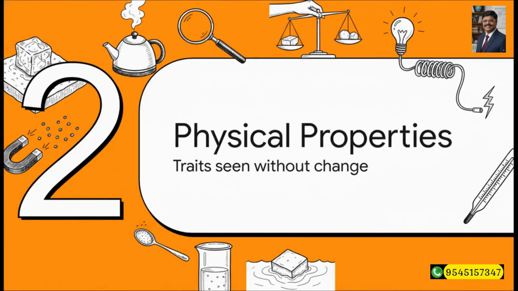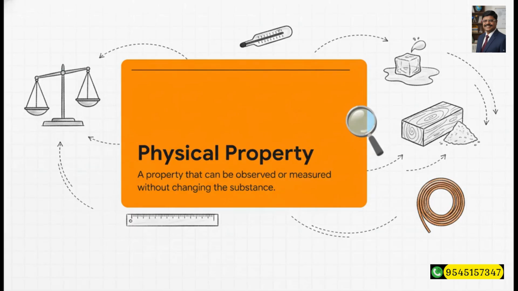So let's jump into that first bucket, physical properties. I like to think of these as surface clues. Why? Because they're all the things you can observe with your senses, what you can see or feel or measure without actually changing the substance itself. Okay, here comes the textbook definition, and you're going to want to remember this one for your tests. A physical property is a property that can be observed or measured without changing the substance. Now really pay attention to that last part. The absolute key is that the substance itself stays exactly the same.